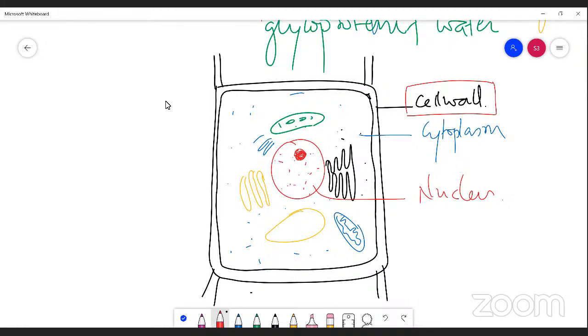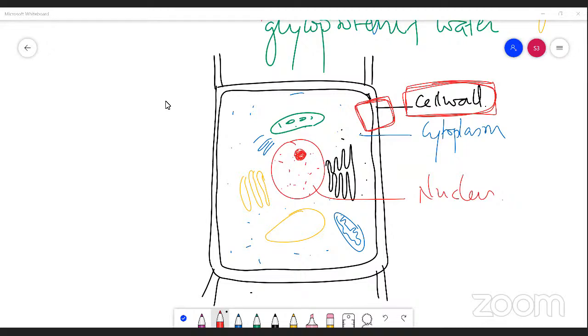Now I am going to talk about this cell wall. Let me take this structure. I'd like to enlarge this structure only. Dear students, do you understand what I mean? Yes, sir. Are you able to understand what I mean?